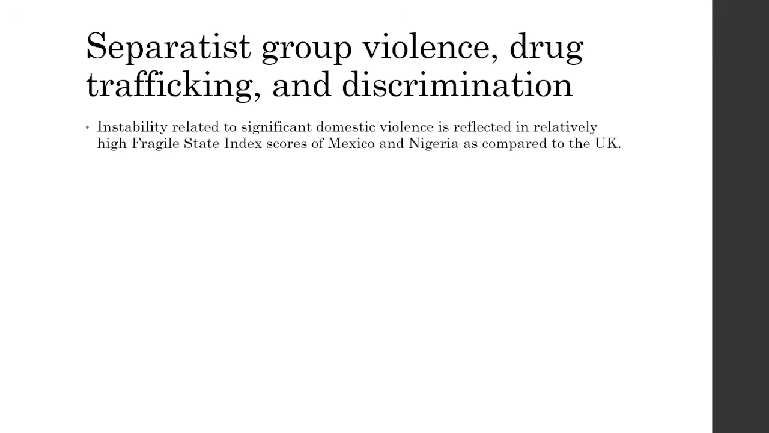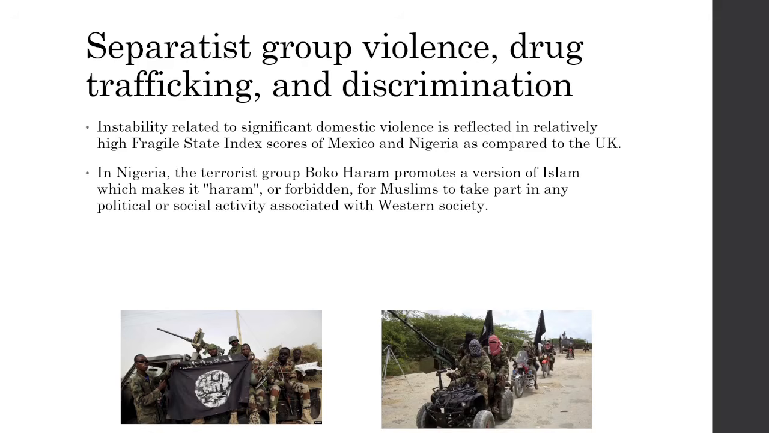So instability related to significant domestic violence is reflected in relatively high fragile state index scores. It's coming back. Mexico and Nigeria as compared to the UK. So they're more fragile compared to the UK, despite them being considered more democratic regimes.